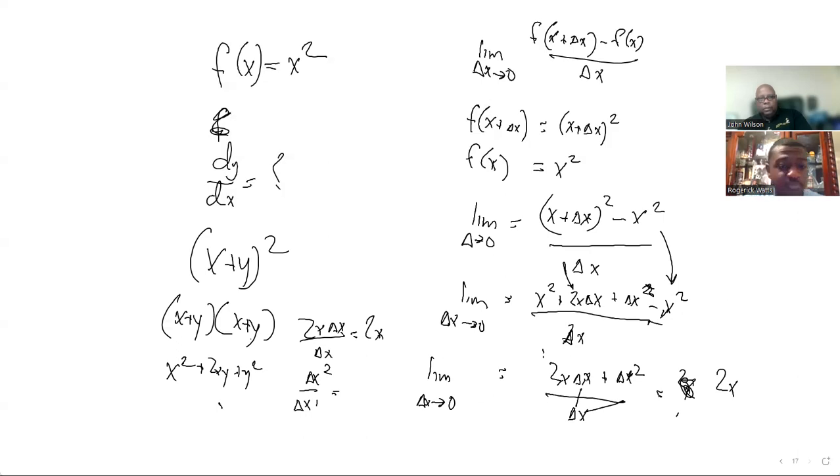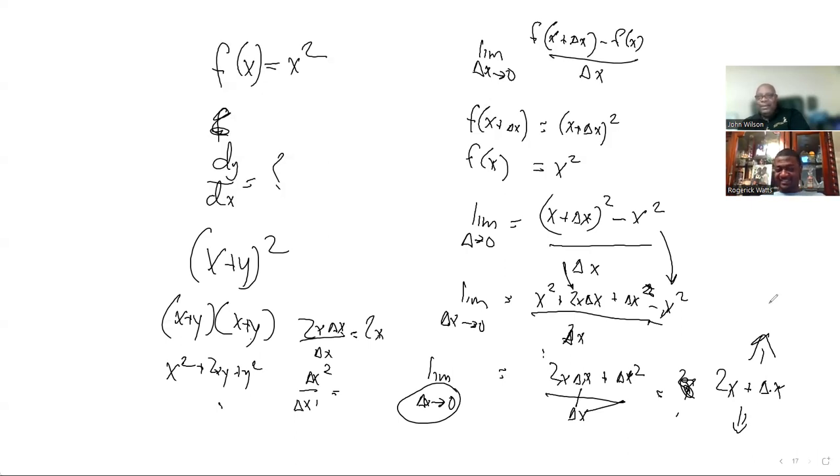Just delta x. So it's 2x plus delta x. And we're done. Well, let's take the limit as delta x goes to 0. What does this become? Make delta x 0. What are we left with? We're left with just 2x, right?